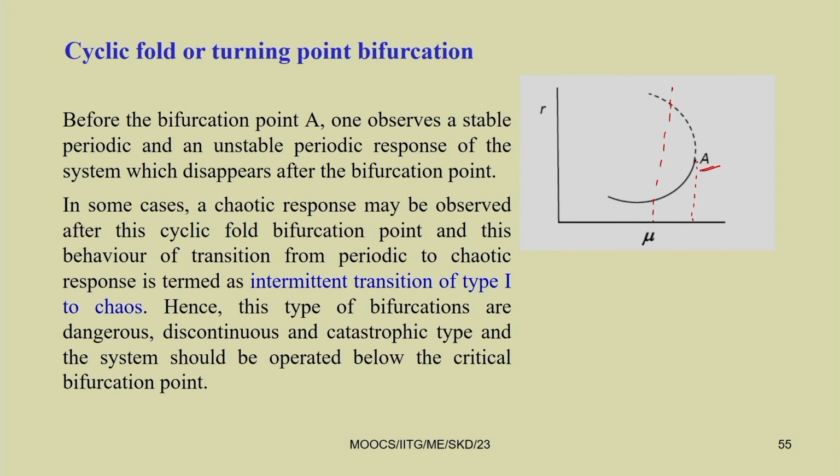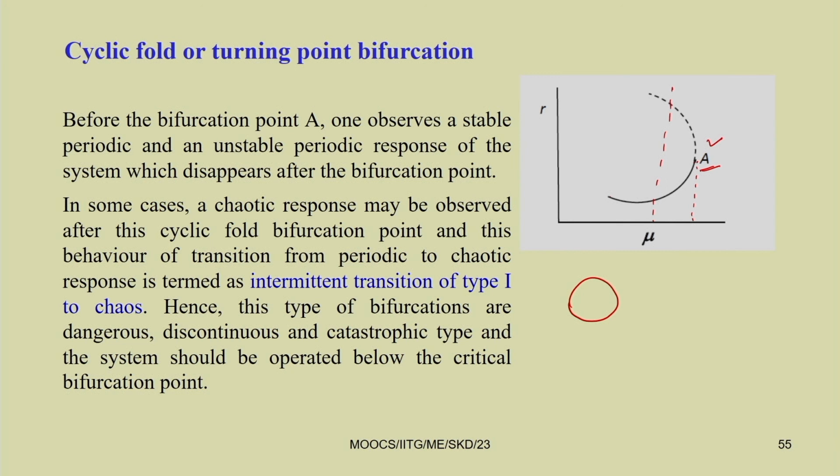You have plotted only the amplitude part of this. So, this is the amplitude, that means you have a periodic response. If you plot the phase portrait corresponding to different points, you can see how the periodic responses are there. Every point on this curve shows the amplitude of the periodic response. So, before this bifurcation point you have both stable and unstable periodic response, and after this bifurcation point A, neither stable nor unstable periodic response exists.